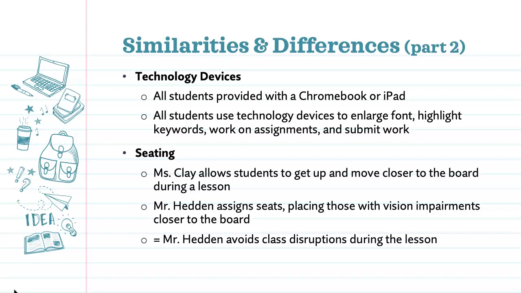Seating somewhat varied within the classrooms. Ms. Clay, for example, allowed students to get up and move closer to the board during a lesson to copy the notes that they're not able to see from where they're sitting. Mr. Hedden, on the other hand, assigned students with vision impairments to sit closer to the board to avoid them standing and distracting the classroom.